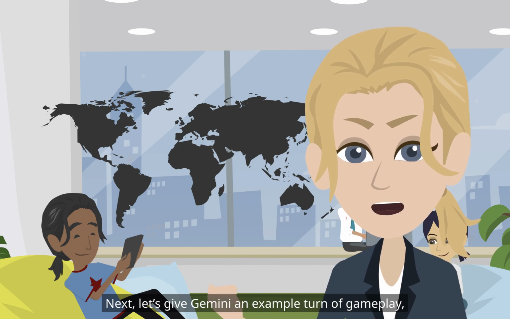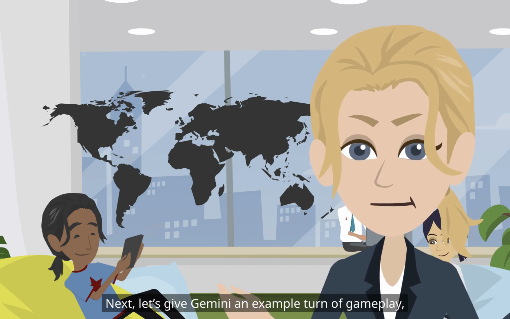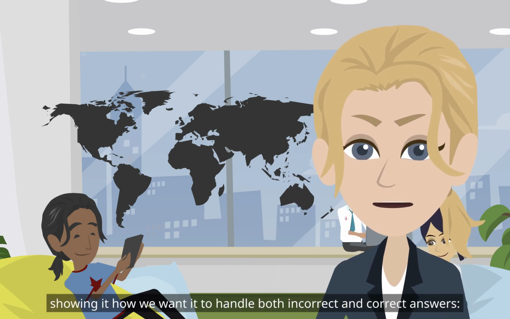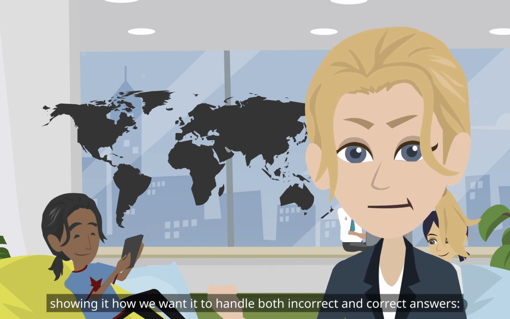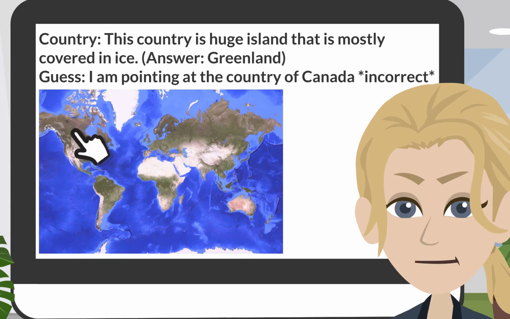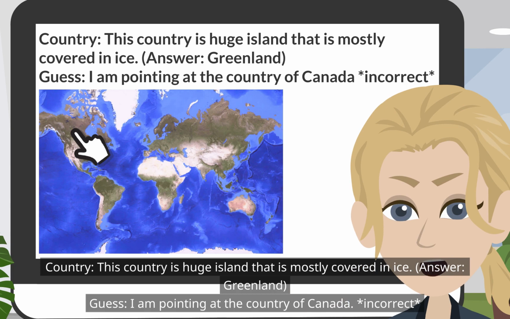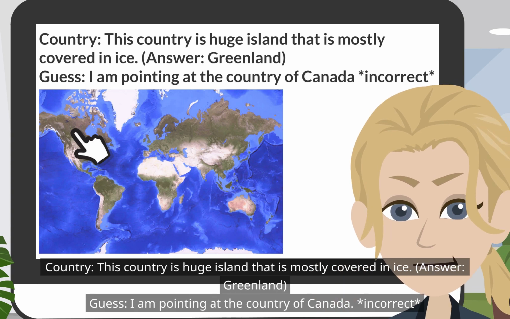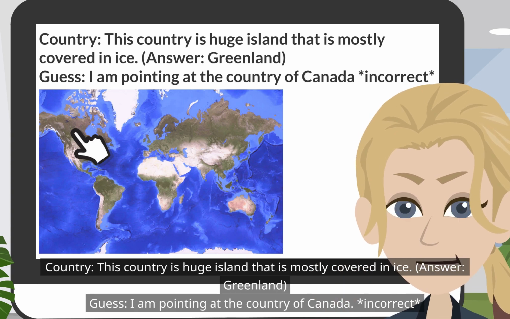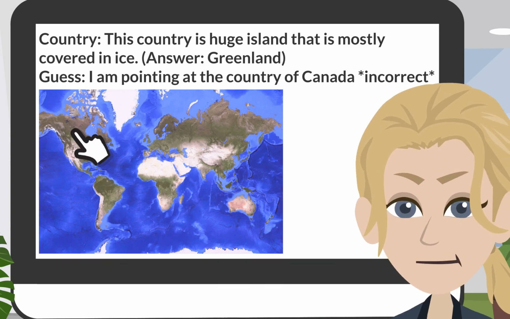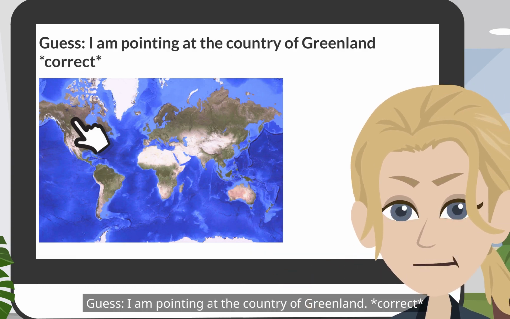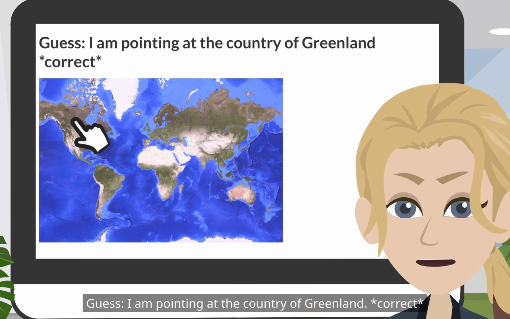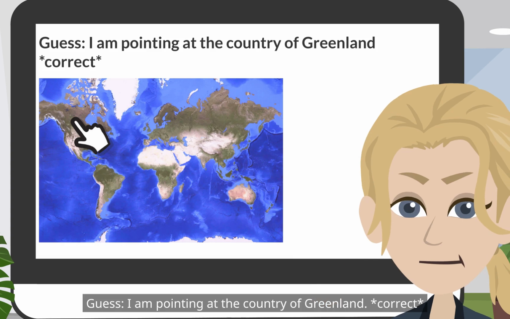Next, let's give Gemini an example turn of gameplay, showing it how we want it to handle both incorrect and correct answers. Country, this country is huge island that is mostly covered in ice. Answer, Greenland. Guess, I am pointing at the country of Canada. Incorrect. Guess, I am pointing at the country of Greenland. Correct.